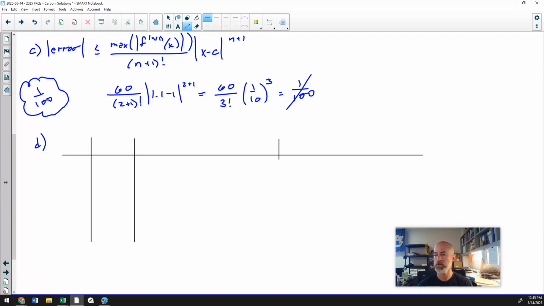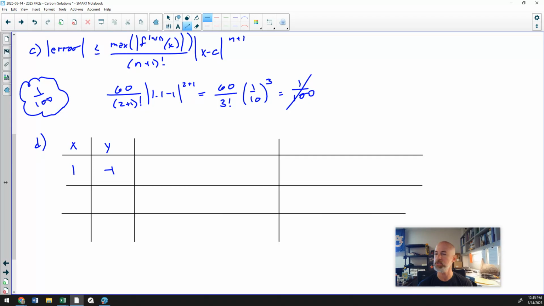I think better with the table. I do. So my table looks like this. We have a beginning x and y value, and that would be 1 and -1. And I'm trying to get to 1.4 with, usually it's 2 steps. Yep, 2 steps of equal size. So my delta x is going to be 0.2. And so I'm going to go up by 0.2. So 1.2, 1.4. I'm going to make a note to myself that delta x is 0.2.